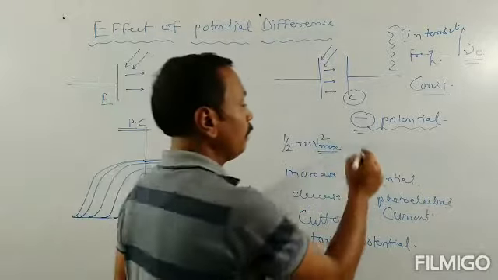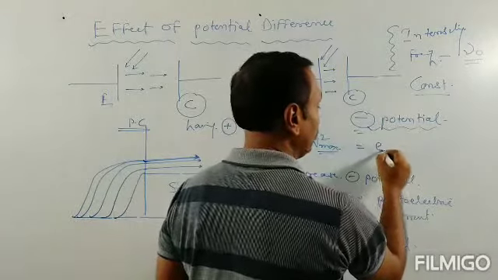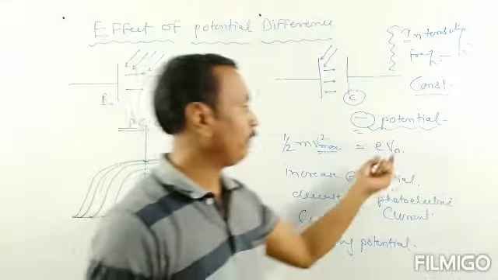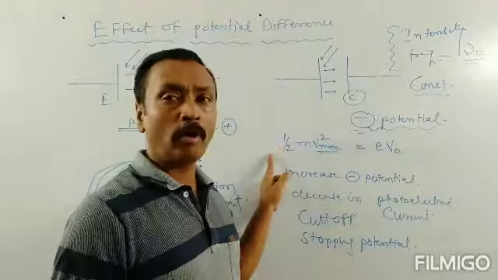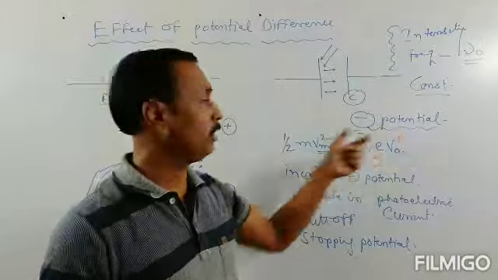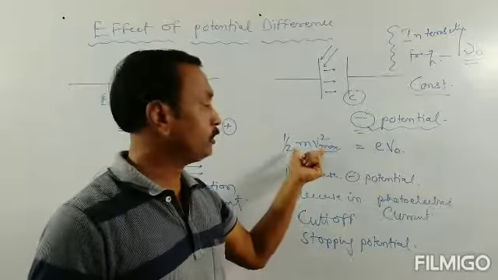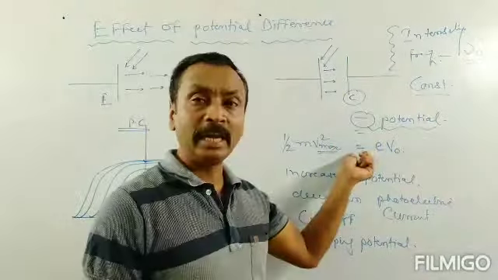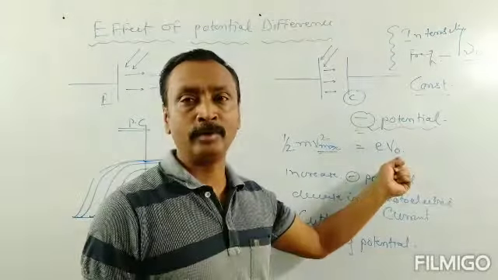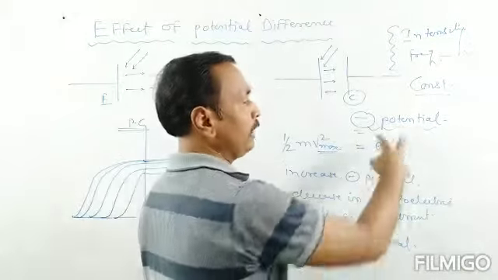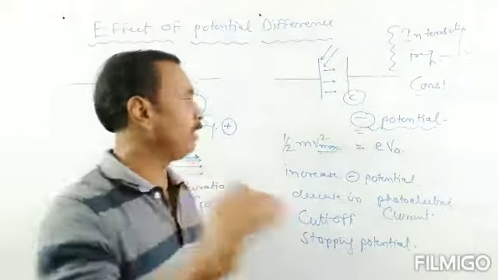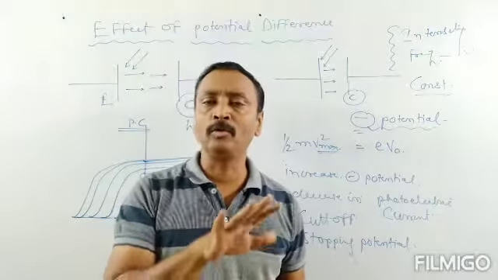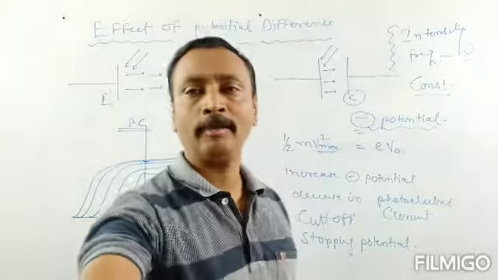1/2 mv square is equal to the charge of the electron times the negative potential, which we write as V0. So the formulation when we apply the negative potential is: 1/2 mv square, the energy of the most energetic photoelectron, is equal to eV0. That's why if we apply a negative potential as large as the energy of the most energetic photoelectron, no photoelectric current appears at all.